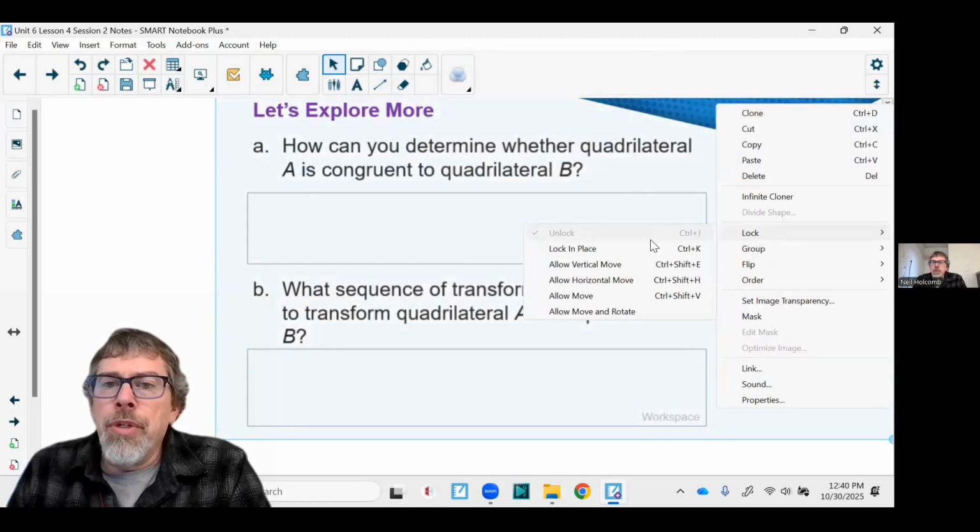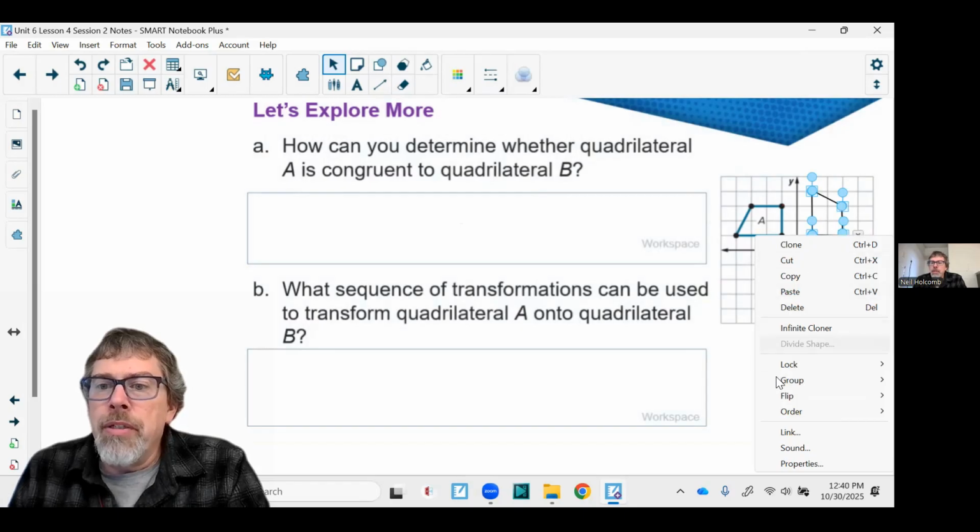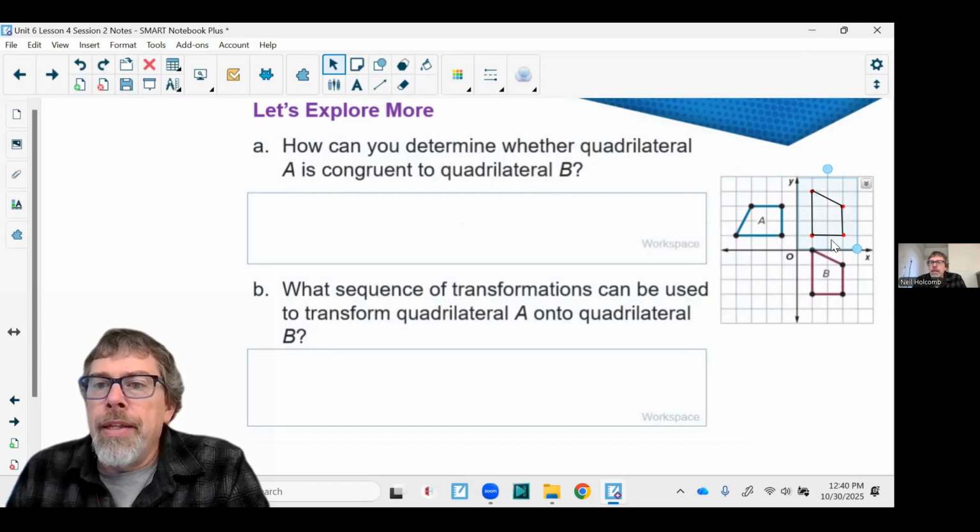Next thing I'm going to do is I'm going to create one piece. I'm going to now make this all one piece. And then if I shift it down 1, 2, 3, 4, it should land right on top, which it does. Okay.